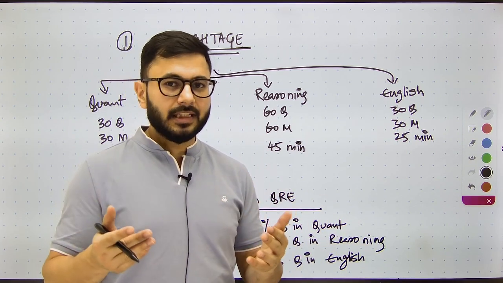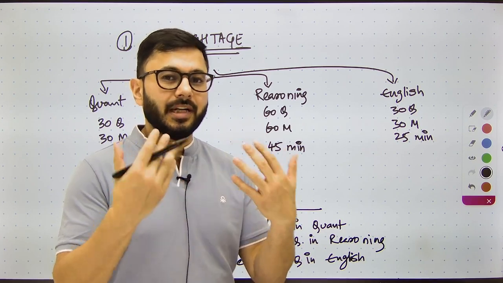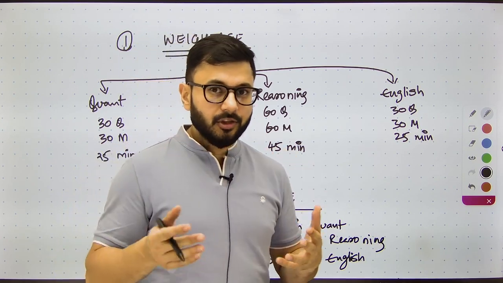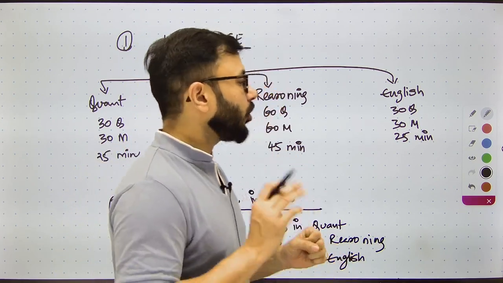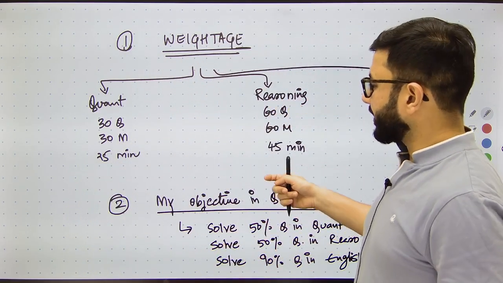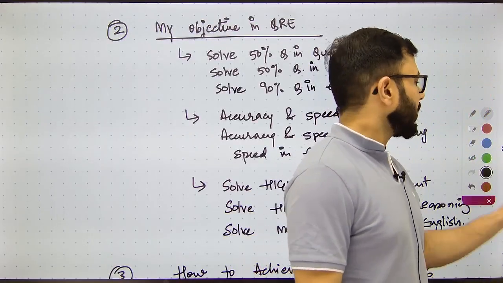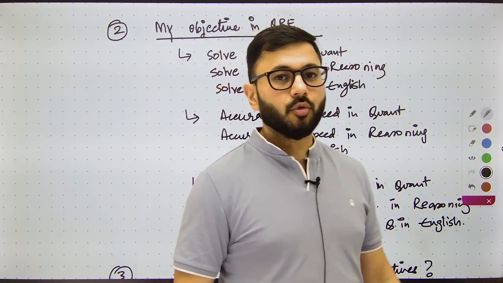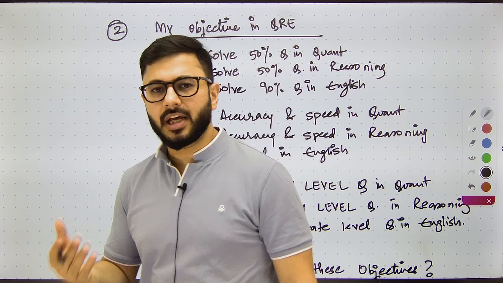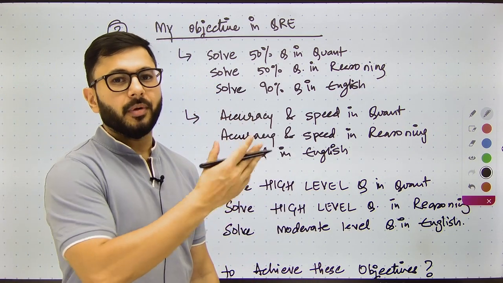And we will note that down in my objectives, and we will also create a strategy based upon this difference also. I hope this makes it a little clear. So, these are the weightages of these three subjects. Now, let us come to the second point, which is what are my objectives in quant, reasoning and English. What exactly are my objectives? So, what your objectives are as a student, I am writing here.